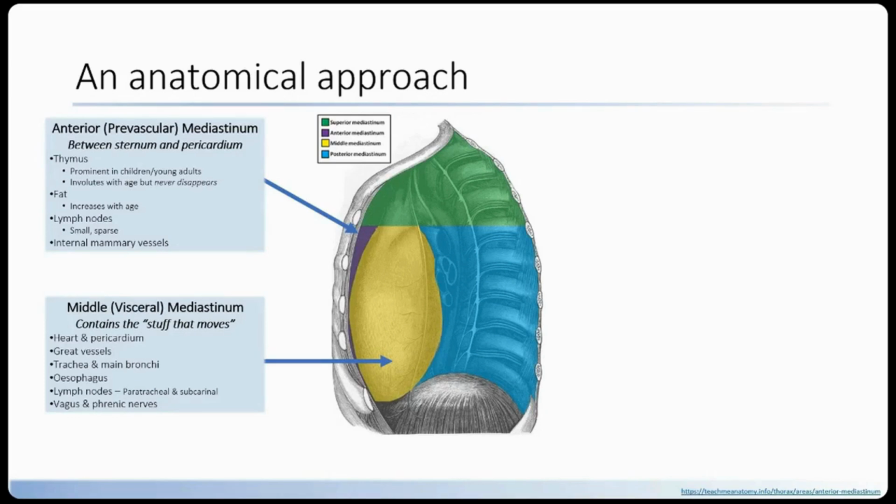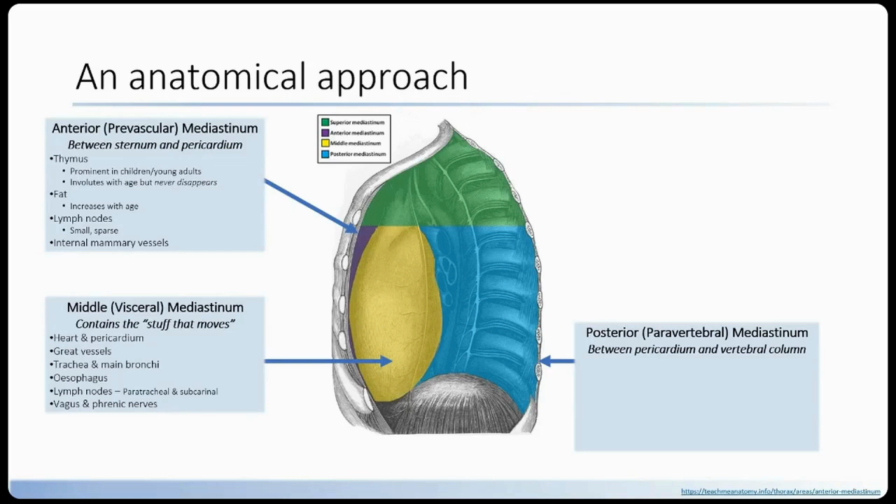I think that's really important, and we'll come back to that. And then obviously vagus and phrenic nerves as well. So if we think about it, it's very much contained within and around the pericardial sac. We think of that as sort of the coat hanger, if you like, to hang that off.